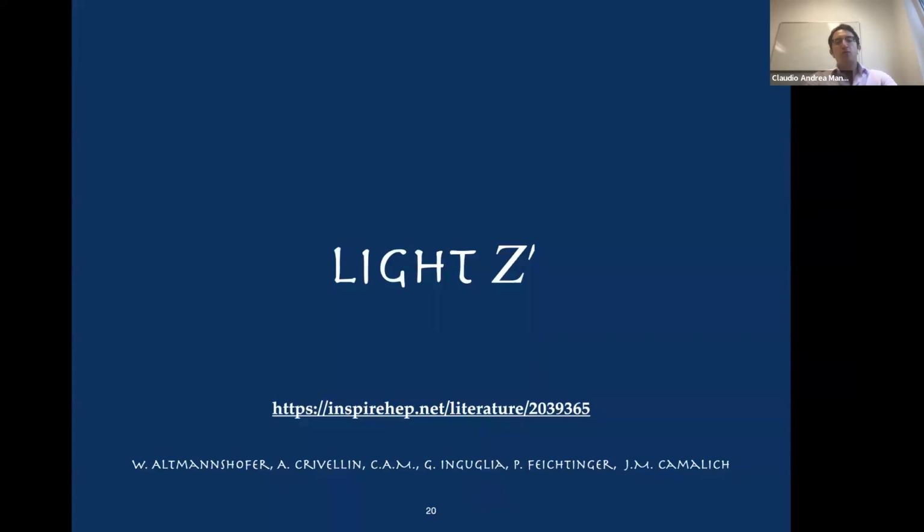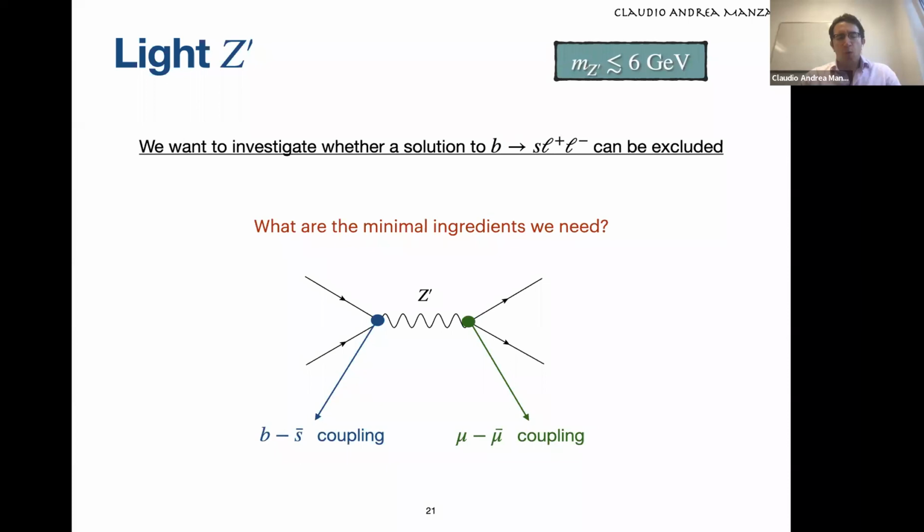So now let me move to a light Z prime. And here, this is the last part of the talk, and this will be based on a work I have recently done with my colleagues Wolfgang, Andreas, Gianluca, Paul, and Jorge. Here, we wanted to investigate whether models with a light Z prime can provide a solution to B2SLL data once we take into account all other constraints for which we have available data.